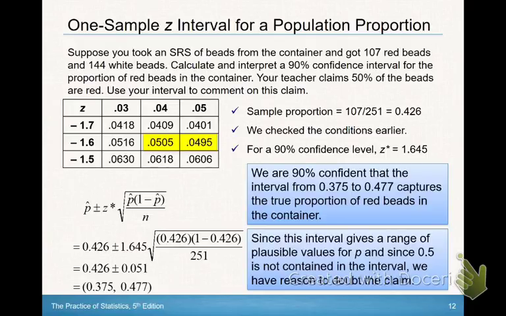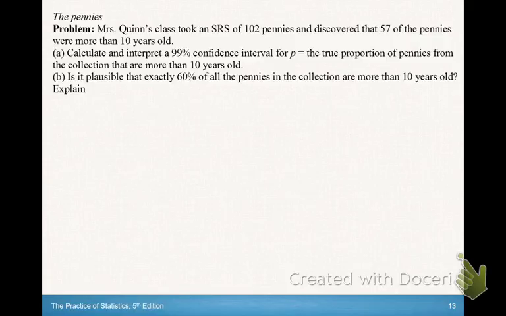Since this interval gives a range of plausible values for P, and since 0.5 is not contained in the interval, we have reason to doubt the claim. Our teacher told us that 50% of the beads were red, but you can tell from our confidence interval that 50% is not in our range. So we're thinking the teacher's probably wrong. So here we go. We're now going to construct our own confidence interval.